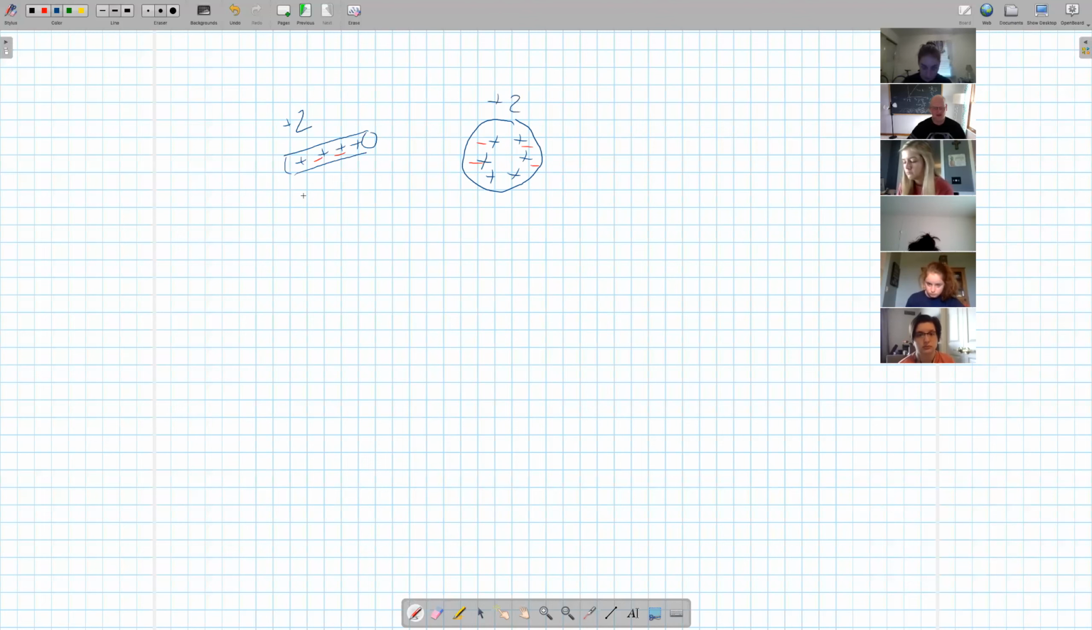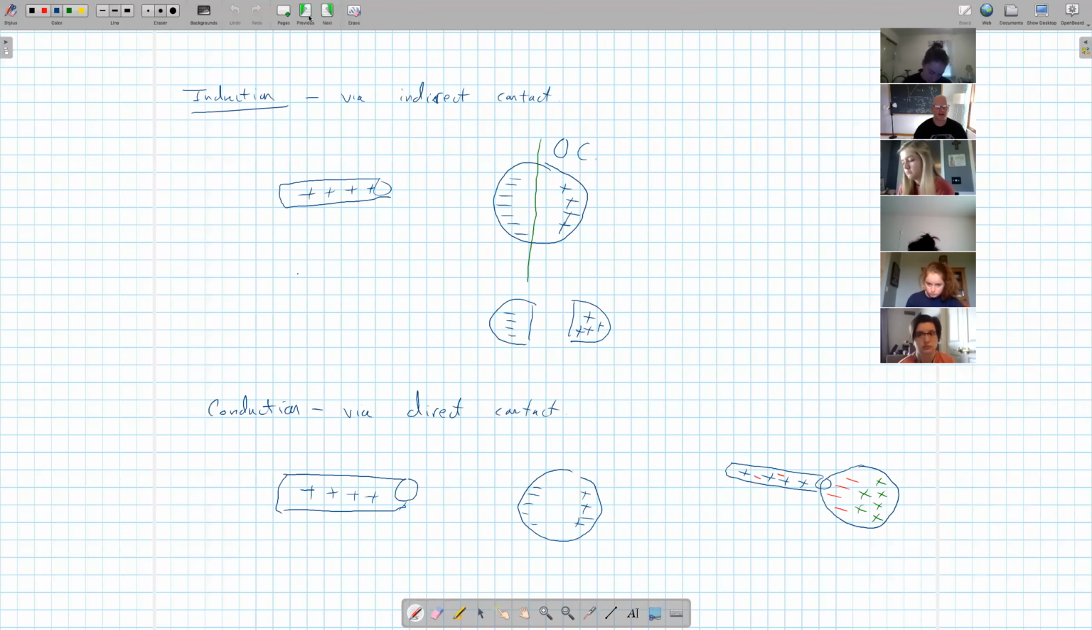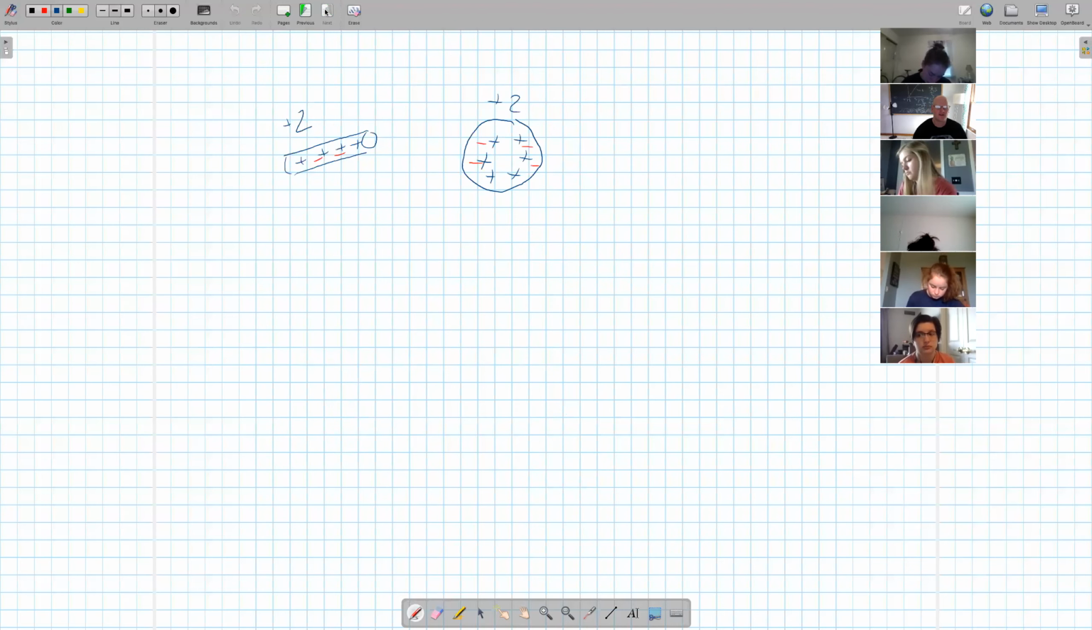So again, initially my glass rod comes in with an overall charge of, say, +4. This one has a charge of 0. After they touch, they share charge so that this now has +2 charge and this has +2 charge. But all of these things happen in such a way that the total charge must remain constant at all times. This is what's known as conservation of charge.